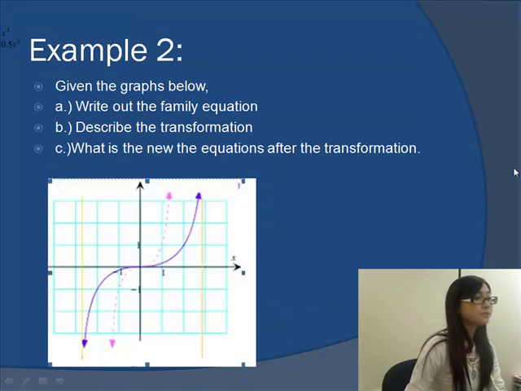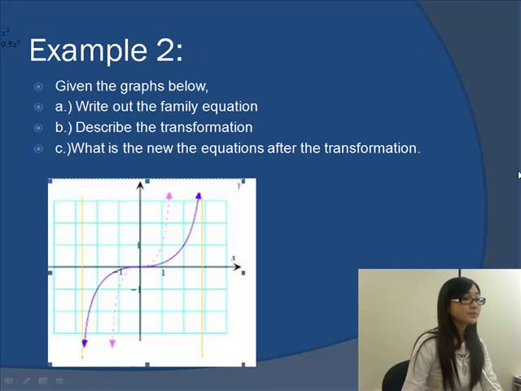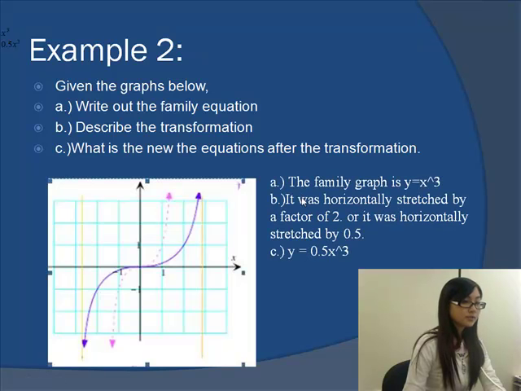Taking a look at example 2, it gives us a graph and asks us what is the family equation. Describe the transformation and what is the new equation after the transformation. Just by looking at it, we can see that the family graph is y equals x cubed, and that's drawn out in the dotted pink line right here.